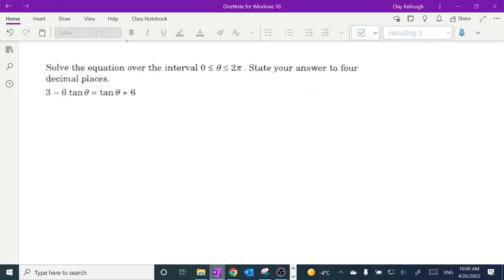Okay, we're back rolling. So the first thing I've got to do is collect like terms. I'm going to minus tan x from both sides. So now I have minus 7 tan x, or tan theta, sorry, not x. Then I'm going to minus 3 from both sides. So I have 3. Then I'm going to divide both sides by negative 7.